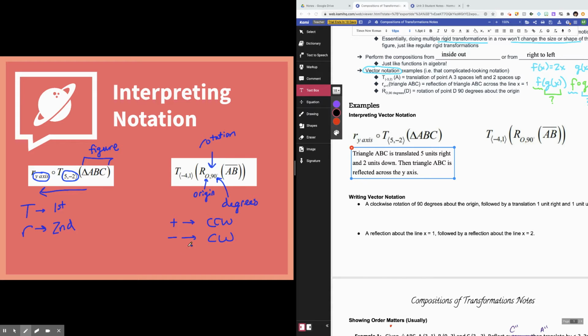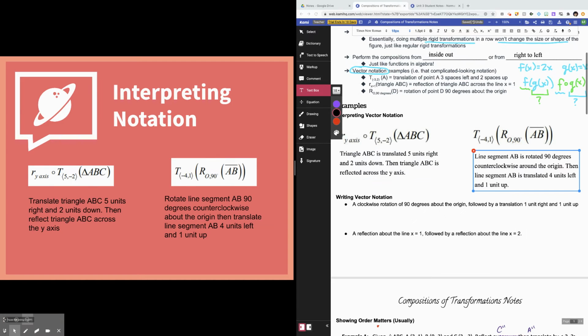All right, so I'm going to pause this quickly. Try this one out. Remember, you're reading from the inside out, meaning you would do the rotation first and then the translation. So try this out, see if you can write this out, and then check back with me in a second to see if you got your answer correct.